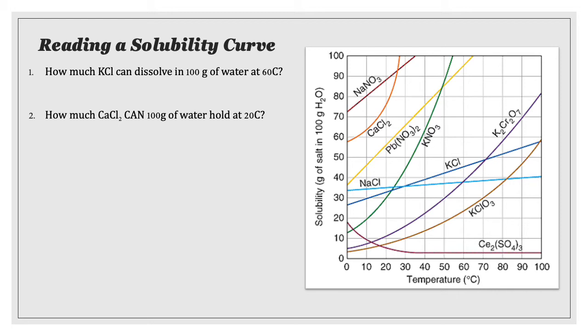So 20 degrees Celsius, I'm going to find that down here. And then I'm going to follow that line straight up until I hit the orange line for calcium chloride. And that looks like it's about 75 grams of calcium chloride that I could get to dissolve at 20 degrees Celsius. So the answer for number 2 would be 75 grams.